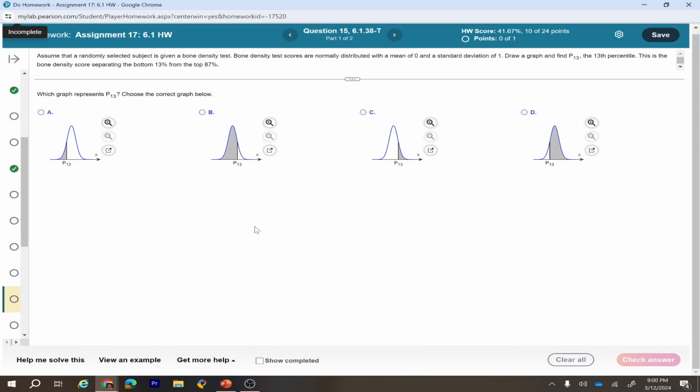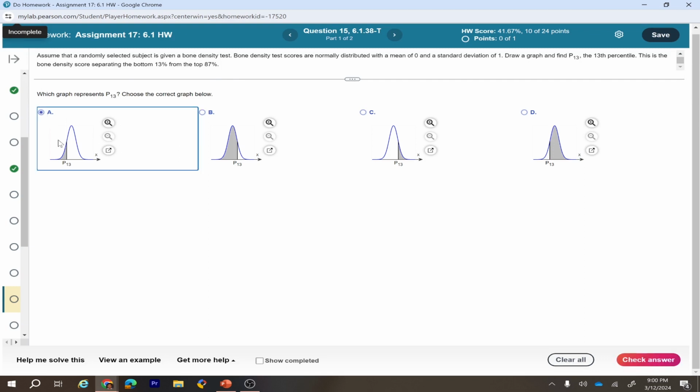Okay, let's look at the next question. Assume that a randomly selected subject is given a bone density test. Bone density test scores are normally distributed with a mean of 0 and a standard deviation of 1. That means it's a standard normal distribution. Draw a graph and find P13, the 13th percentile. This is the bone density score separating the bottom 13% from the top 87%. So to the left side of the curve, there is a 13% area.